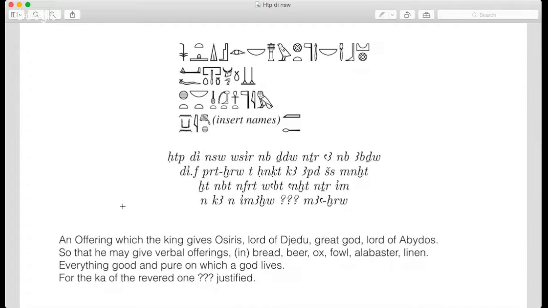And the translation is: an offering which the king gives Osiris, Lord of Jeddu, great God, Lord of Abydos, so that he may give verbal offerings in bread, beer, ox, fowl, alabaster, linen, everything good and pure on which a god lives, for the ka of the revered one, the ancestors justified.